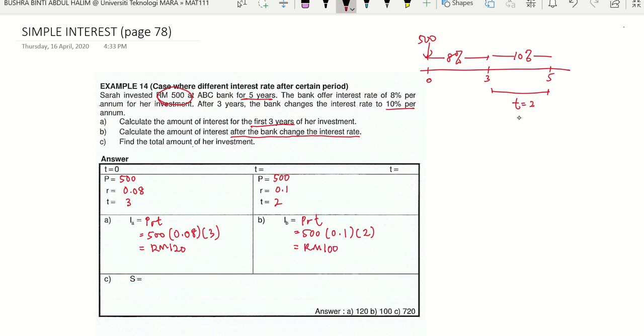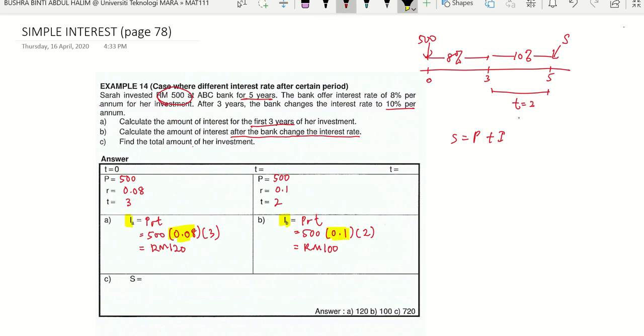Okay, so for the next question, find the total amount of interest. So maknanya you nak cari the amount at the end of investment, which is S. Okay, amount at the end of 5 years. So by using formula S is equals to P plus I, which is I sekarang ni ada 2 lah. Okay, maksudnya I1, this one is I1 by using 8%. This one is I2, by using 10% simple interest.